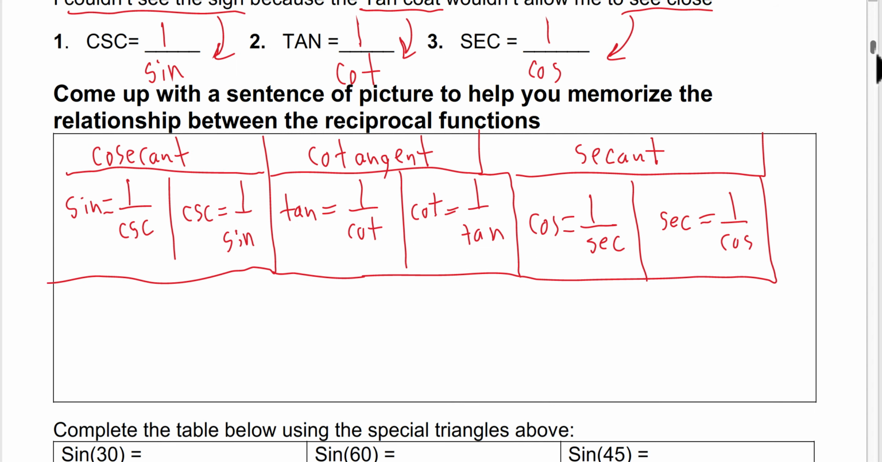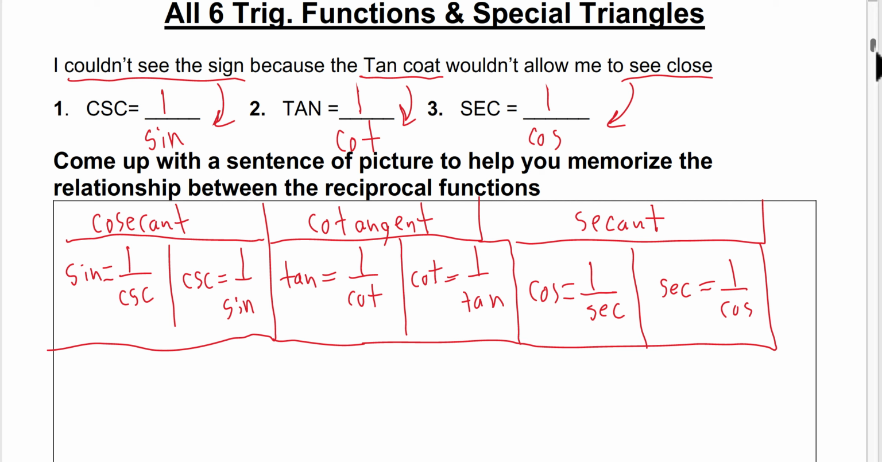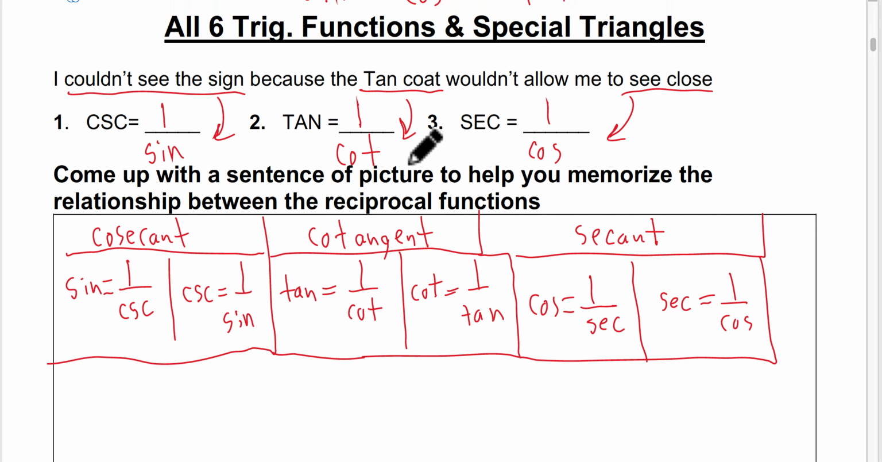Maybe you can use something creative right now and draw a little picture, create a better sentence to help you connect it. But you're expected to memorize these, and you will through practice, but if you could come up with a method to do it faster, that's even better. Okay?